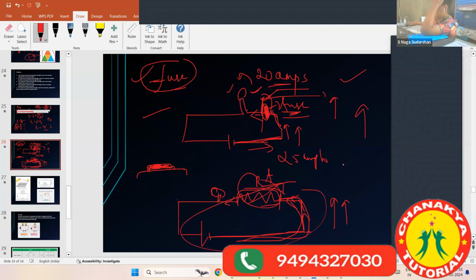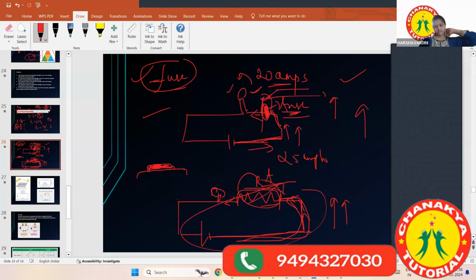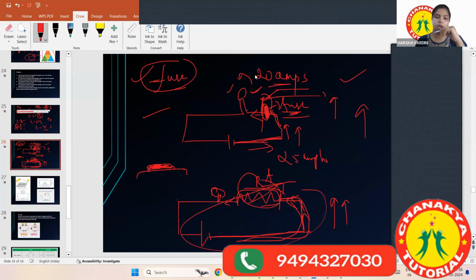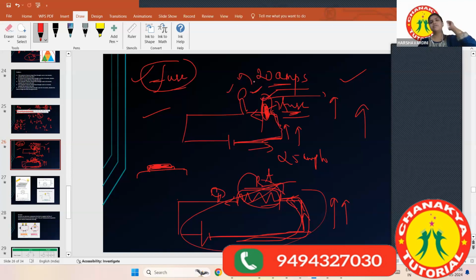Ma'am, Charvik's doubt is why resistors are present in fuse. No, it is not present, Charvik. Where did you see it? I don't know, I have not seen it like that. If that is so, I'll go to the books, check multiple books and come back. In the next class, I'll tell you if it is present like that or not. I also don't have any idea. You saw it in Google? Okay, I'll also see if I get any diagrams.